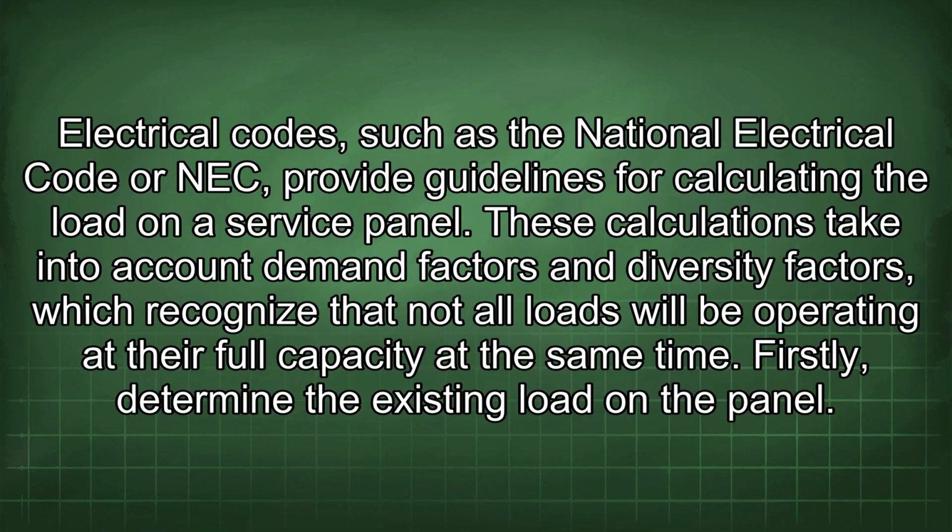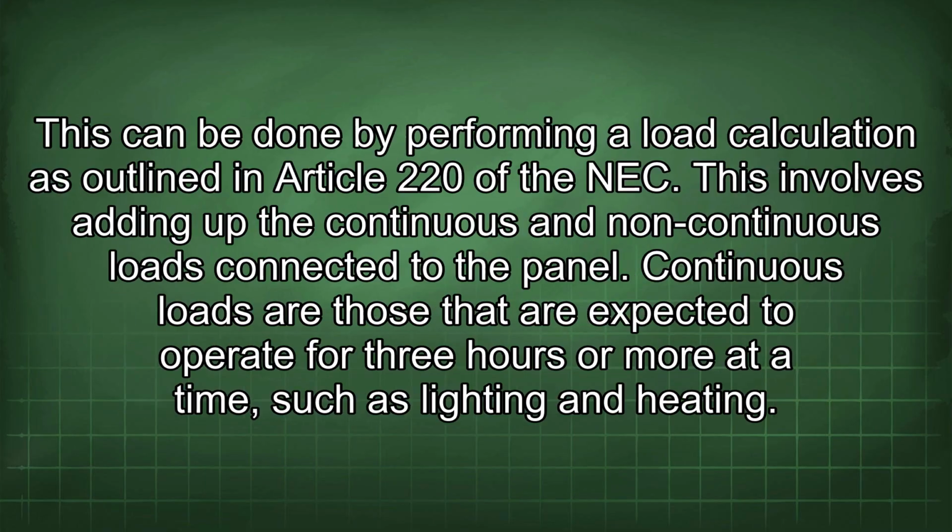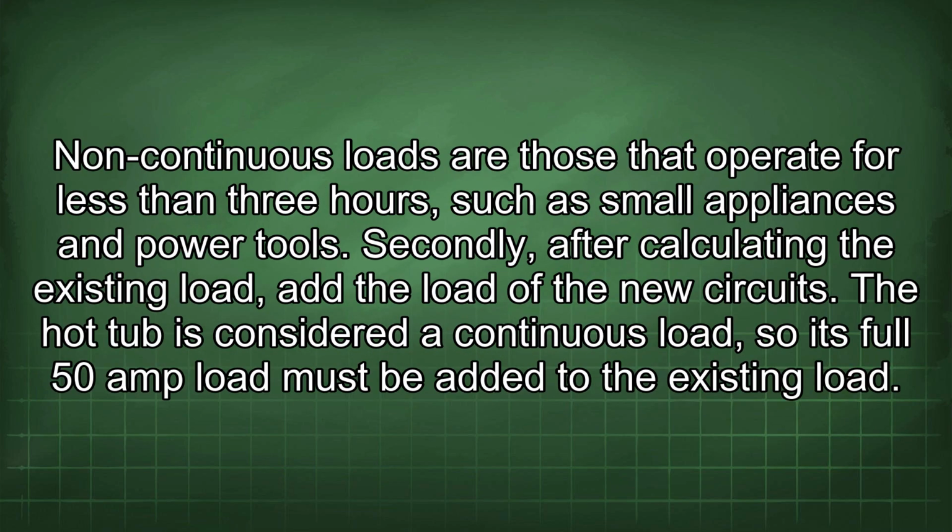Firstly, determine the existing load on the panel. This can be done by performing a load calculation as outlined in Article 220 of the NEC. This involves adding up the continuous and non-continuous loads connected to the panel. Continuous loads are those that are expected to operate for 3 hours or more at a time, such as lighting and heating. Non-continuous loads are those that operate for less than 3 hours, such as small appliances and power tools.